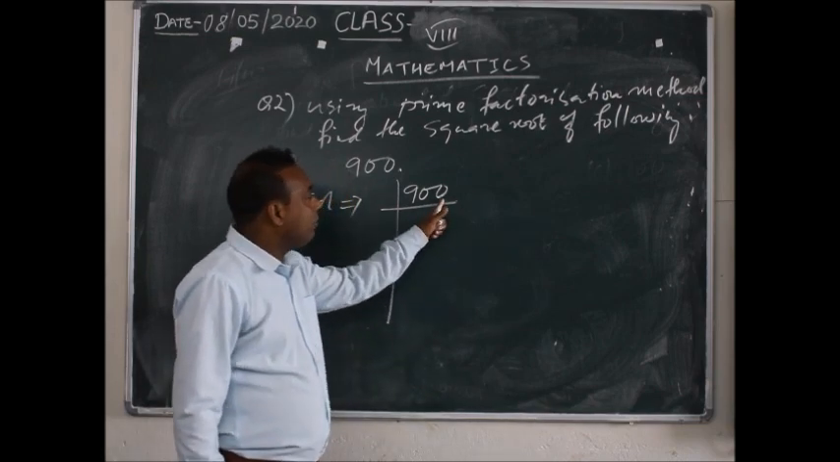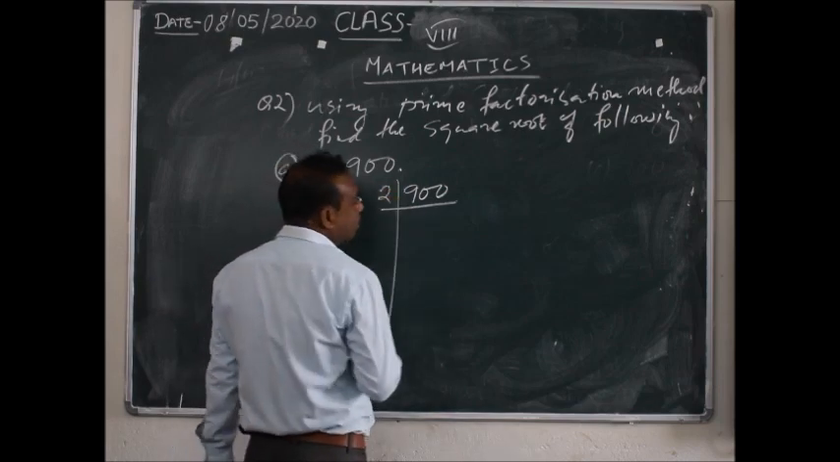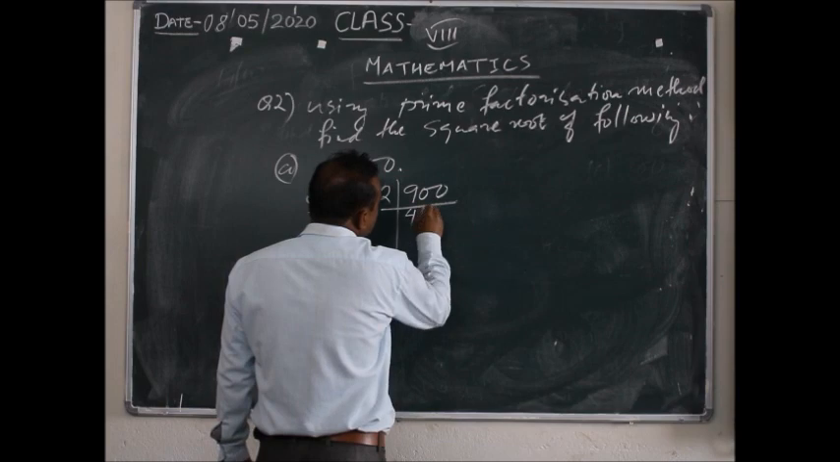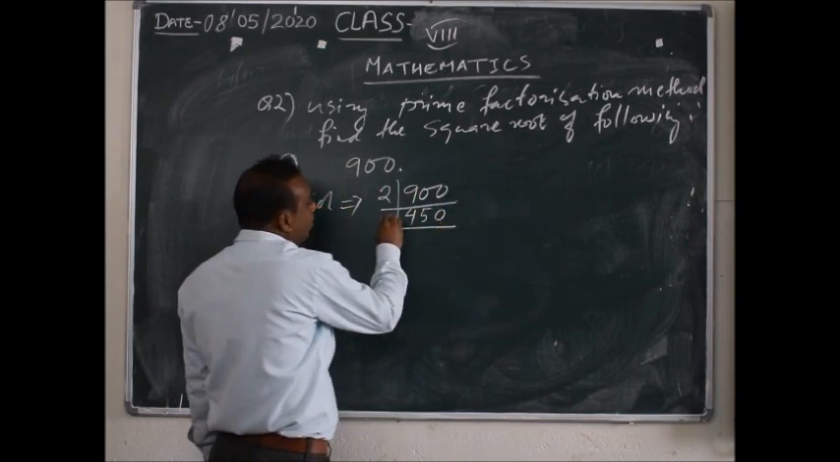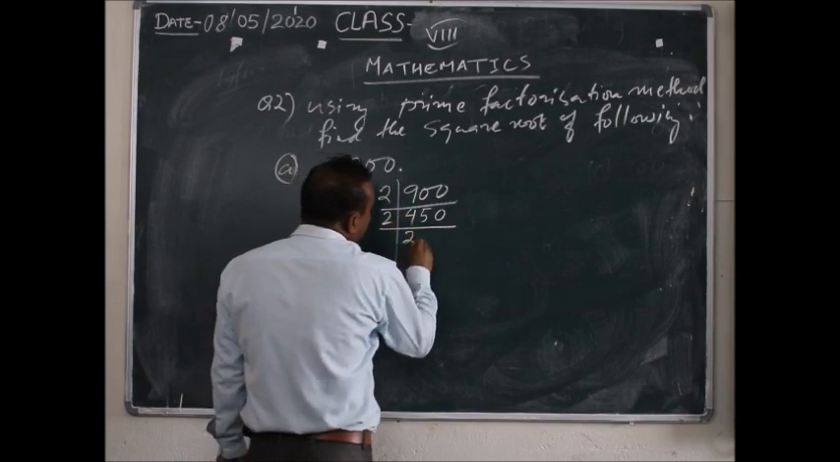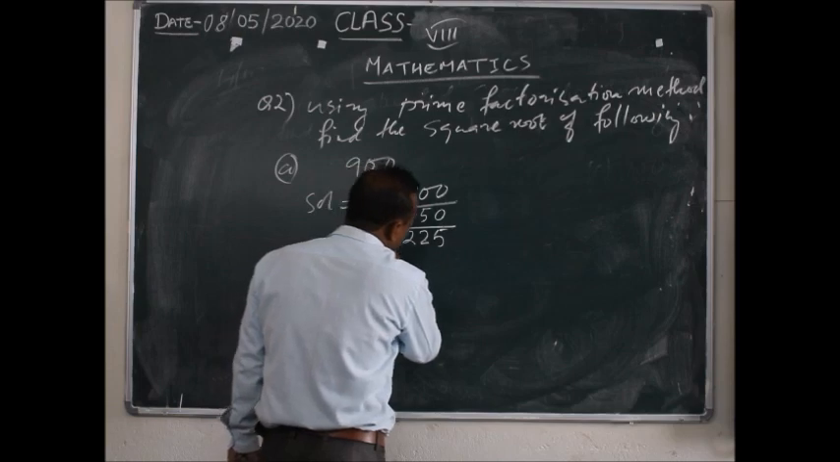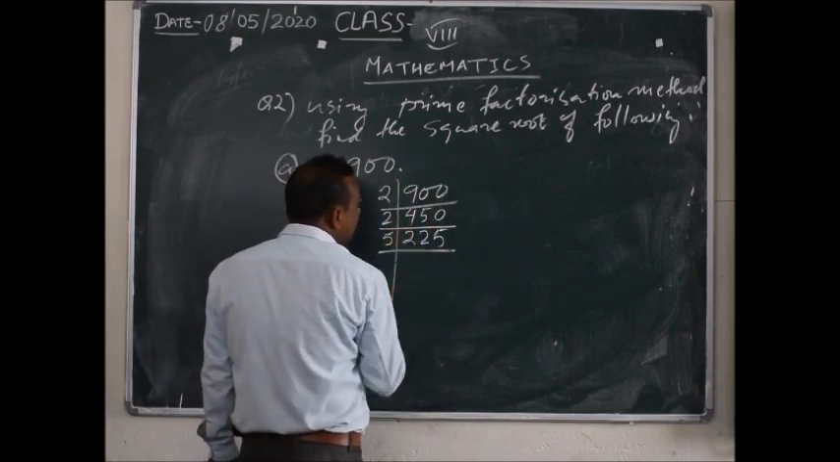This is your 900 and the last digit is 0, so you can divide it by 2. 2 4s are 8, 2 5s are 10, 2 0s are 0. Now again you are getting 0, so you can again divide by 2. 2 2s are 4, again 2 2s are 4, 1 is left, so 2 5s are 10. So you are getting 5 in the last digit, so you can divide this number by 5.